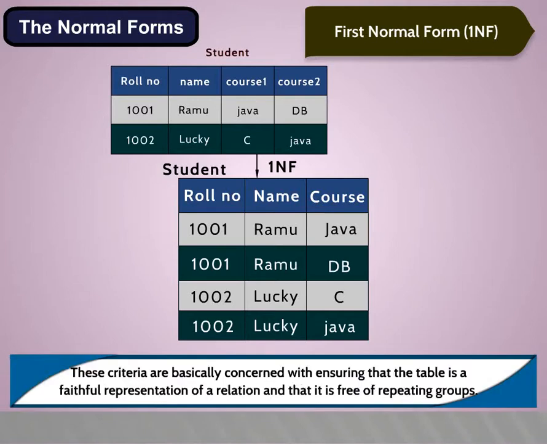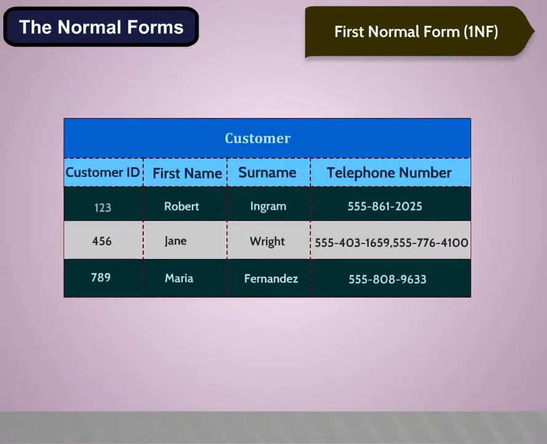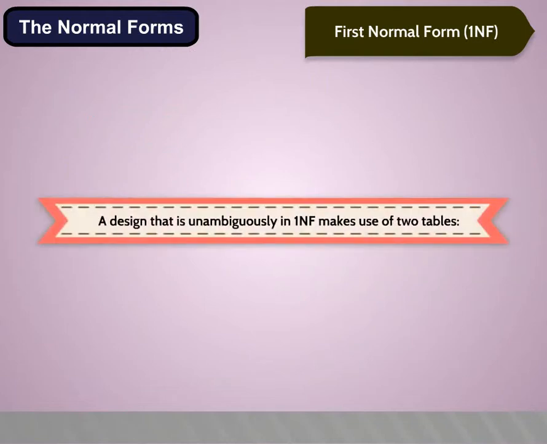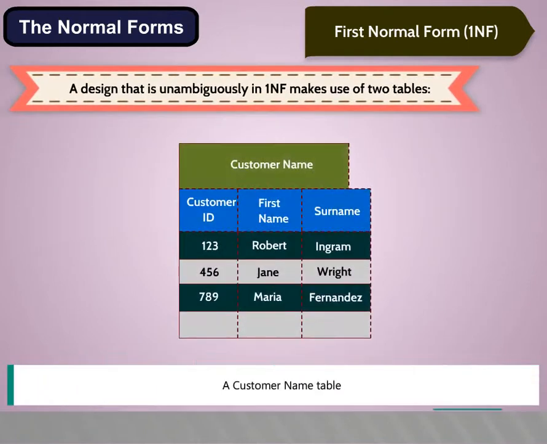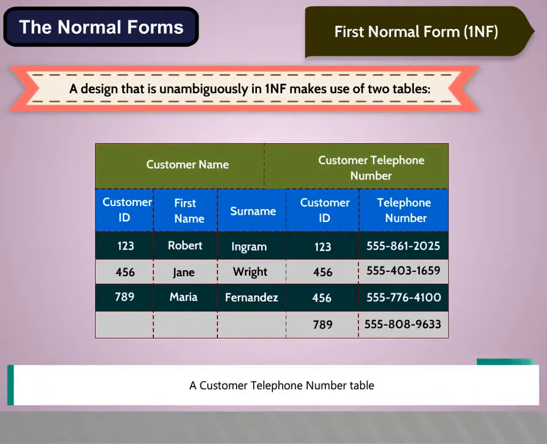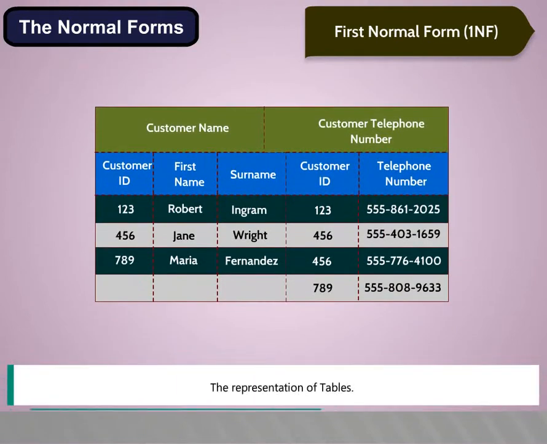These criteria are basically concerned with ensuring that the table is a faithful representation of a relation and that it is free of repeating groups. The diagrammatic representation of 1NF. A design that is unambiguously in 1NF makes use of two tables: a customer name table, a customer telephone number table. The representation of tables.